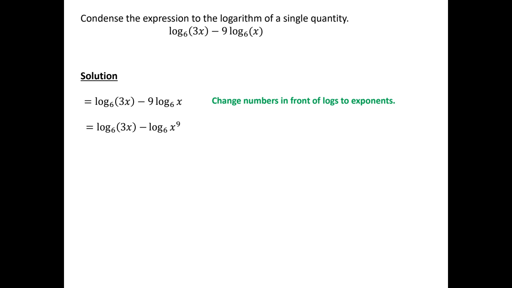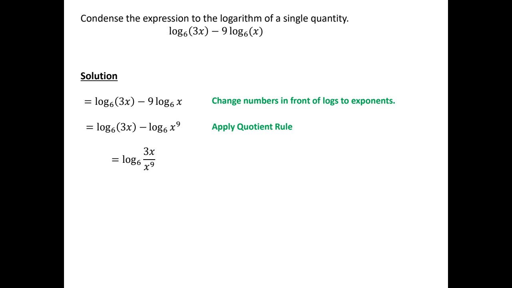Okay. All right, so I have to follow an order of operations on these. So I did my exponent first. Now I have two things that are being subtracted with each other. So I can use my quotient rule that says when I have two logs that are being subtracted, this came from a division of a numerator and denominator. So the first one is my numerator, which is 3x. My second one is my denominator, which is x to the 9th. And this is my final answer.